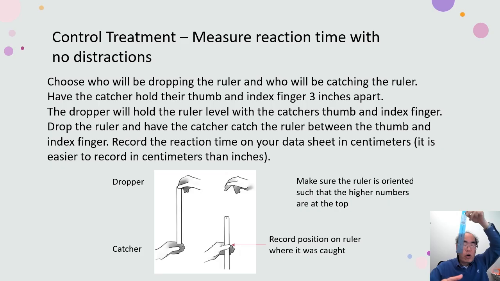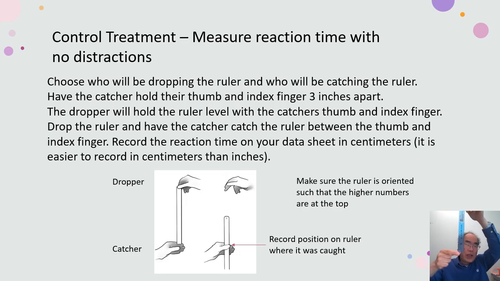Have your partner hold the ruler right above where your fingers are, and have your partner drop the ruler, and then you'll close your fingers and catch it, and then you'll see how far the ruler fell by the time you caught it. It's best to measure it in centimeters. Make sure you have the lowest centimeter at the bottom where you're dropping it. So the larger the number, the larger the distance it drops, the larger the number of centimeters. So if you look here, I caught it at 15 centimeters.